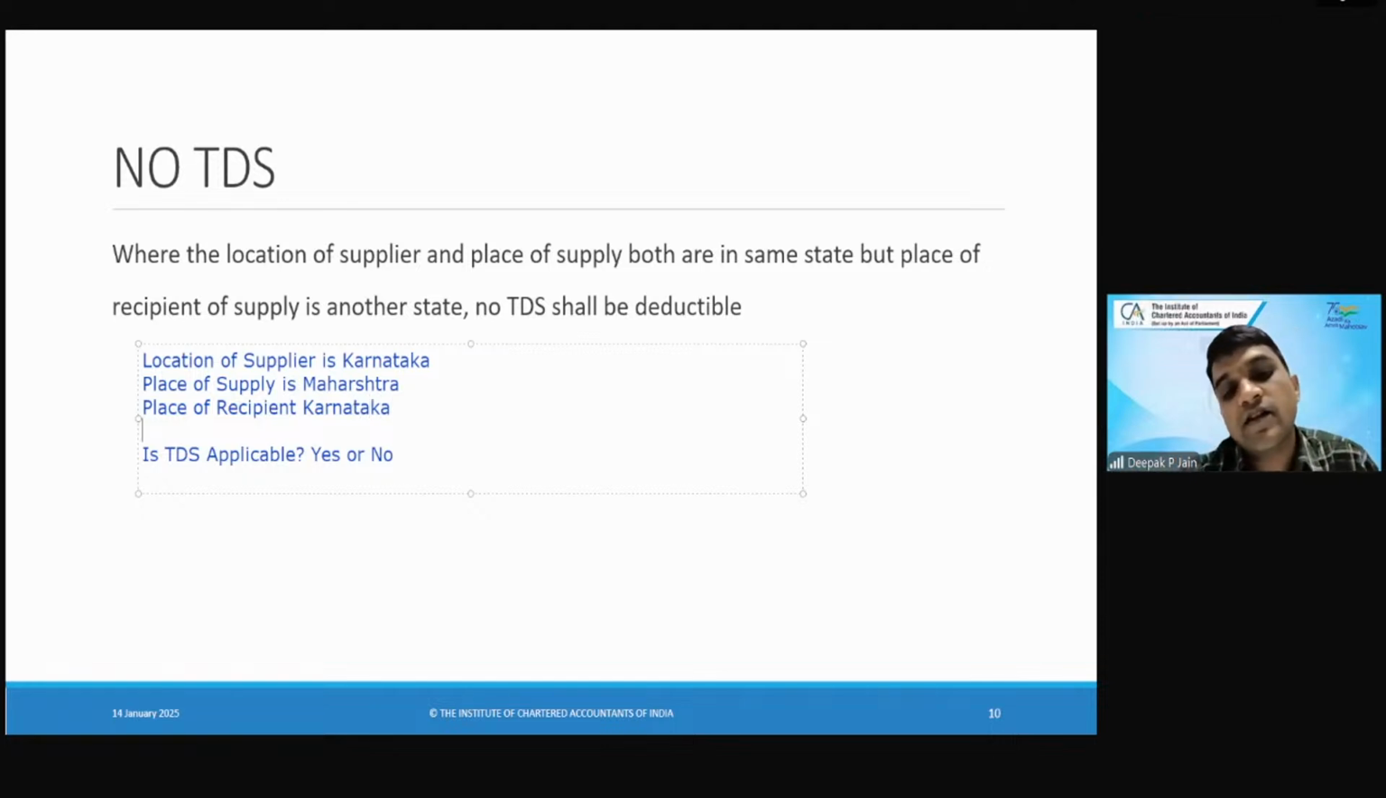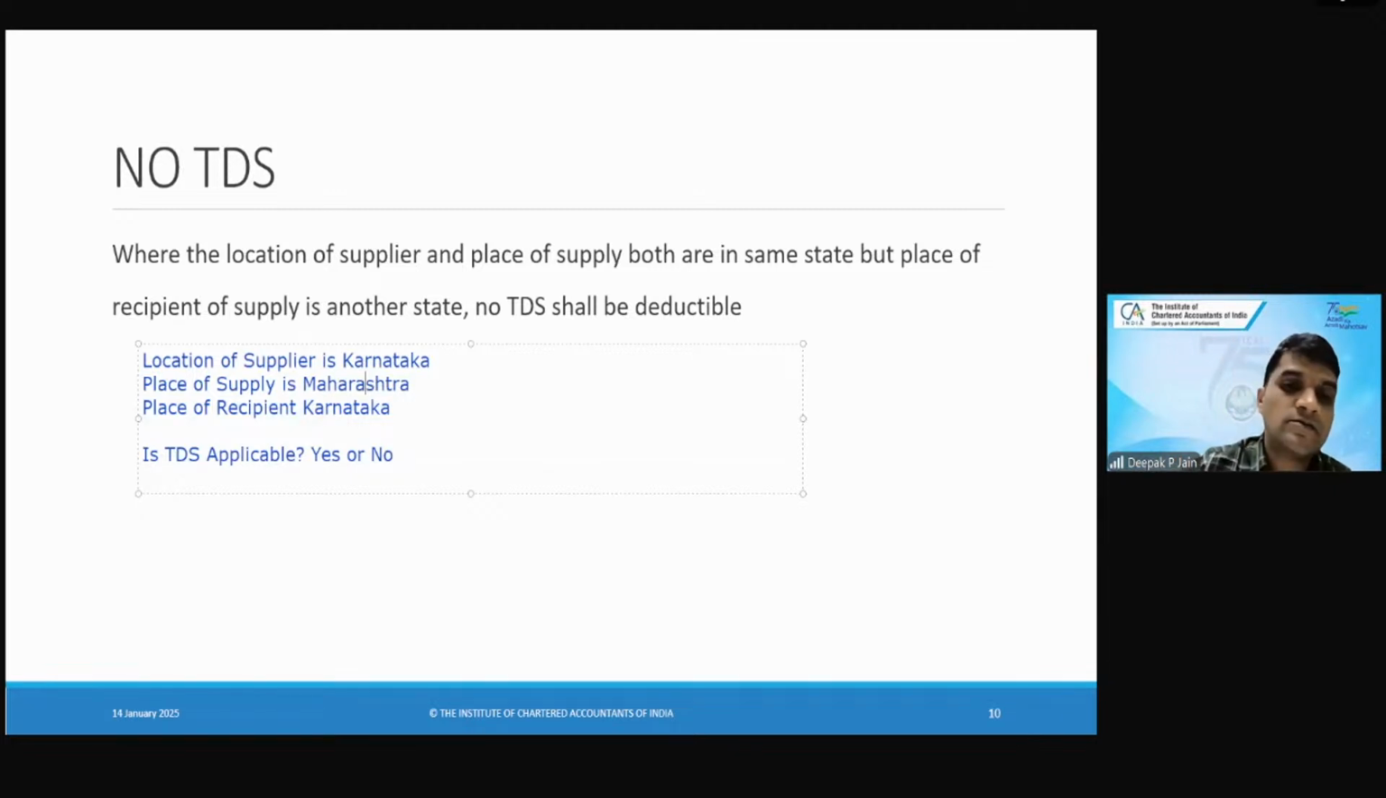Now, I've given the additional fact which was missing in the first part: place of recipient also is in Karnataka. Then is TDS applicable or not? No, sir. Why so? Sir, location of supplier and place of supply are different, so TDS does not apply, and the recipient is not important in that case. But sir, when the location and place of supply are in the same state, then the recipient becomes important.